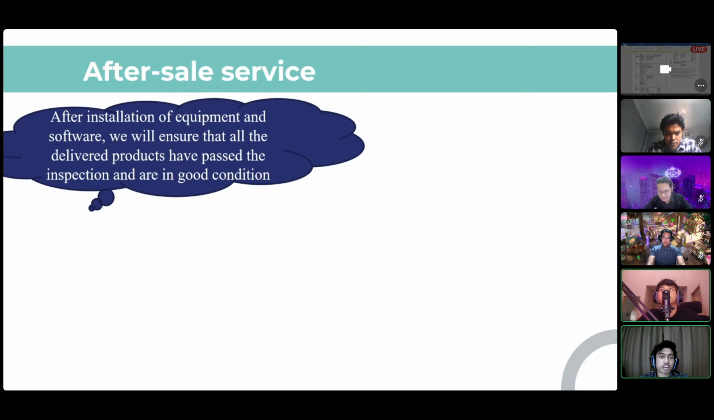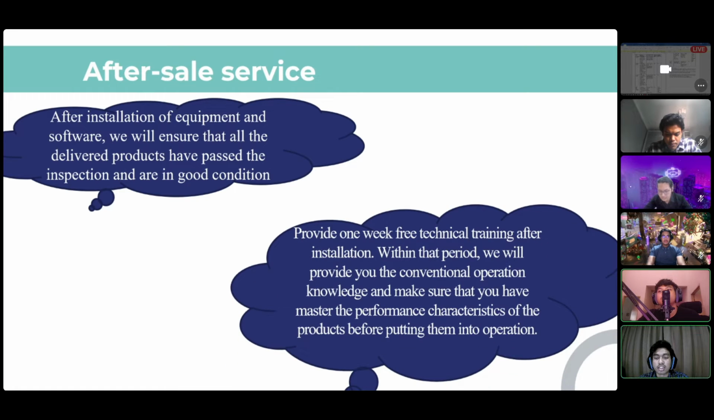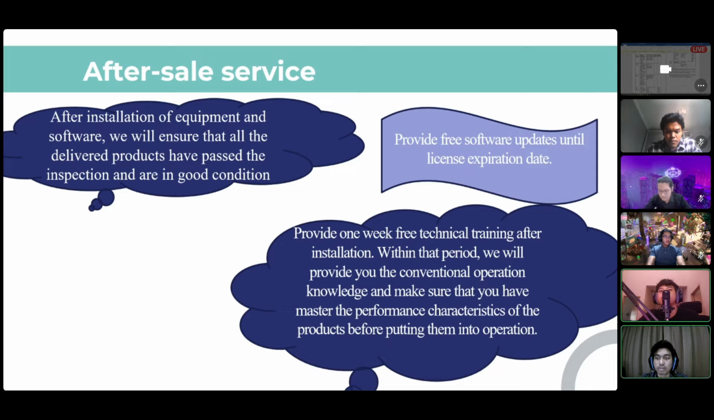Next, we also provide after sales service. After the installation of equipment and software, we will ensure that all delivered products have passed the inspection and are in good condition. Other than that, we also provide 1 week of free technical training after installation. Within that period, we provide you the conventional operation knowledge and make sure that you have mastered the performance characteristics of the product before putting them into operation. This is what the tender requested for.